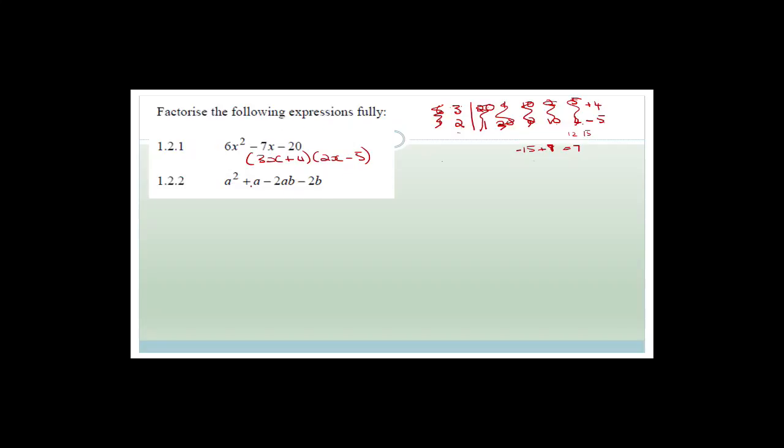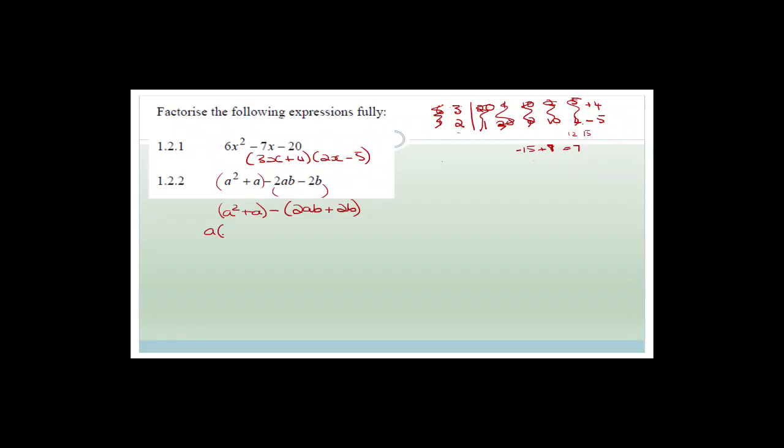Let's look at this. We've got a squared plus a minus 2ab minus 2b. Okay, so it's obviously not a trinomial because it's got four terms. Pretty obvious, right? What about if we had to group it? What about if I had to group this and this? And the reason I'm putting that brackets below is because I'm going to be taking out a minus, and then that's going to change that sign in there. So this becomes a squared plus a minus 2ab plus 2b.